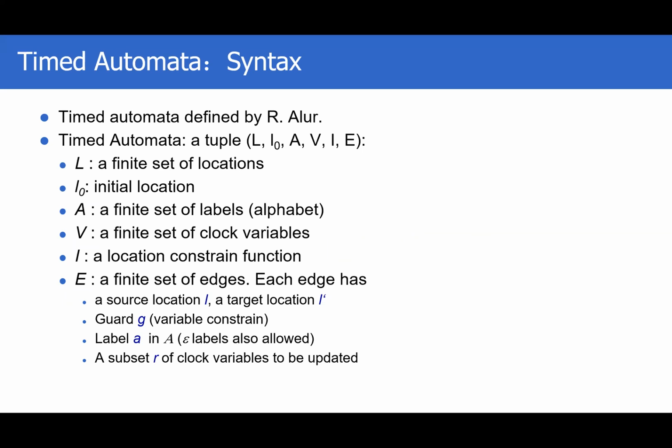Timed automata was first presented by R. Alur, but here we use the timed automata model of UPPAAL. UPPAAL is a very popular formal verification tool. And with this tool's help, we can generate the model that can be verified more easily. Timed automata is a tuple of 6 elements. L is a finite set of locations, and l0 is the initial location. A is a set of labels. V is a set of clock variables, and I is a location constraint function. E is a set of edges. Each edge has the guard, the synchronization, and the reset.